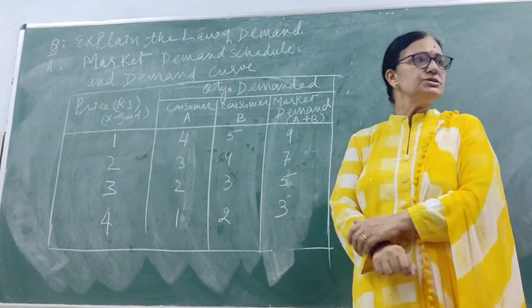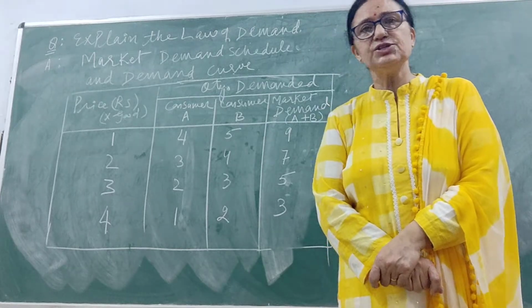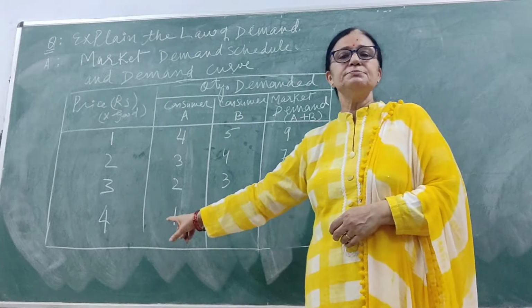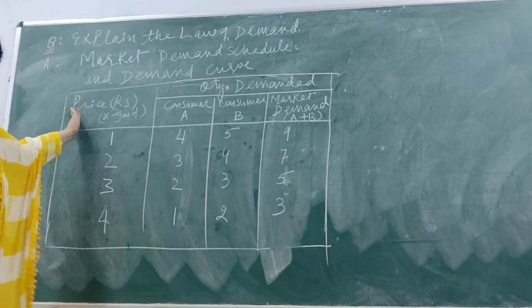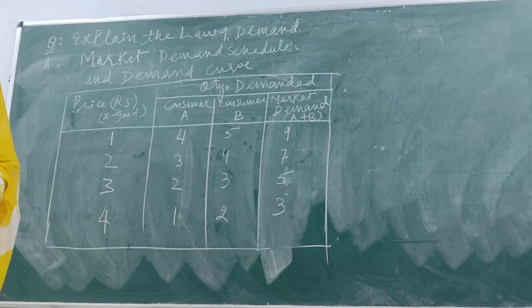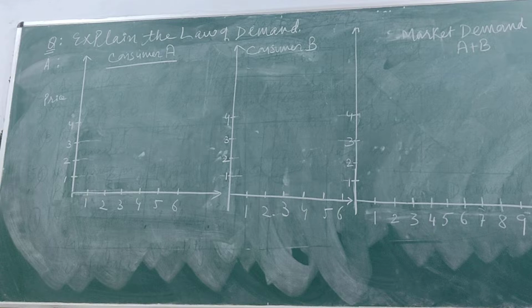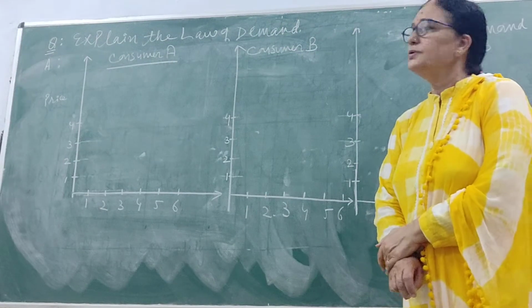Again the market demand schedule shows the negative relation between the quantity demanded at different prices by all the consumers in the market. So this is the market demand schedule, and now this can be graphically presented. Now let us draw the market demand curve.